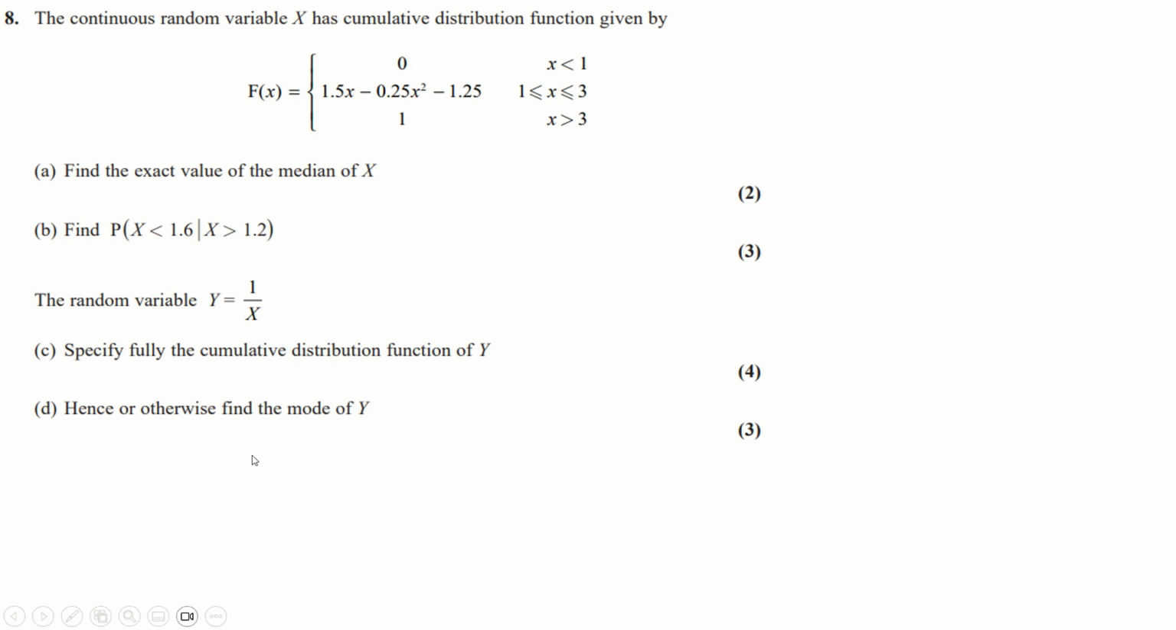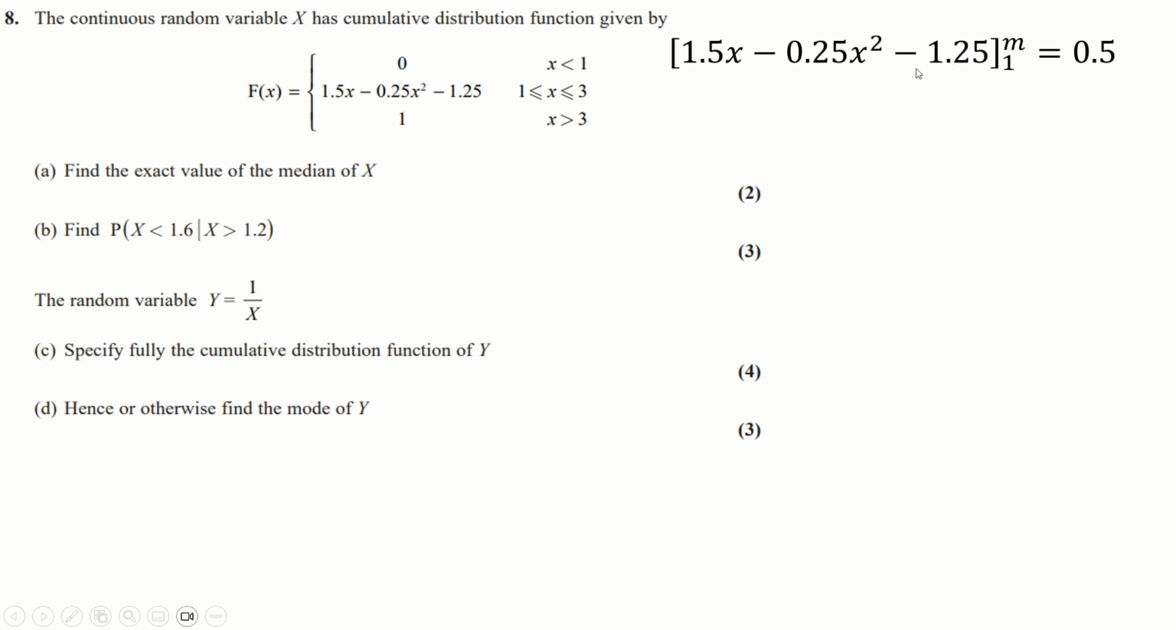Final question then, question number 8, really nice question about cumulative distribution functions. So here's the one they've given us between 1 and 3. It says find the exact value of the median. Now the median, of course, is where half the data is below it, half is above. So you could literally just do F of m, if m is the median, equals 0.5, because that's what the cumulative distribution function means, right? It cumulatively gets to the place where that amount of data is below it. So F of m is just 0.5.